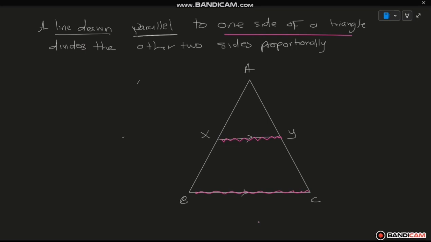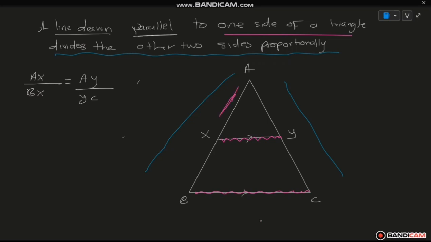Then when that happens, what happens to the other two sides? They are divided proportionally. These two sides are divided proportionally only if XY is parallel to BC. So what does that mean? It means that if XY is parallel to BC, then AX over XB is equal to AY over YC.